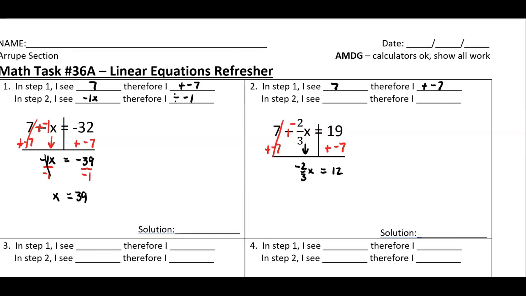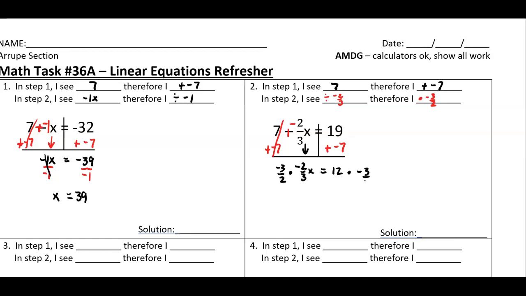Different signs subtract more. And here in this problem, you can say I see multiplication because I see a fraction next to a variable, or you could say I see division because I see a fraction. It's really up to you. So I'm going to do I see divided by negative 2/3. So therefore, you're going to multiply by negative 3/2. You're going to multiply by the reciprocal, right? So times negative 3/2. Let's see how that works.